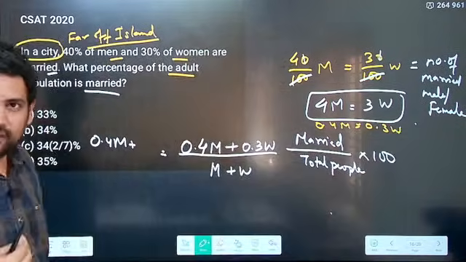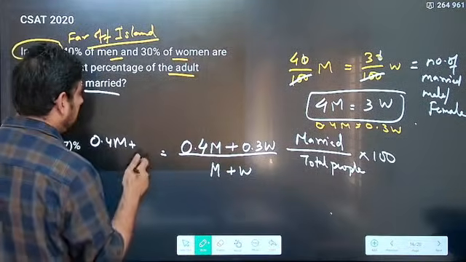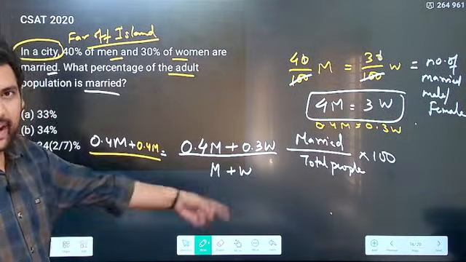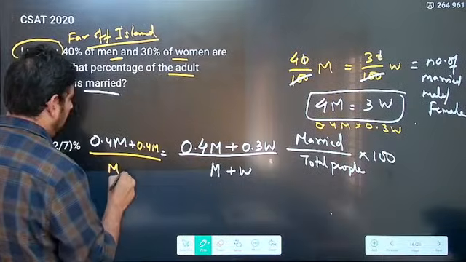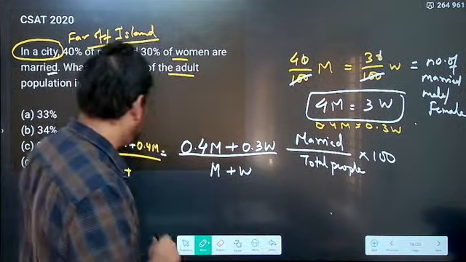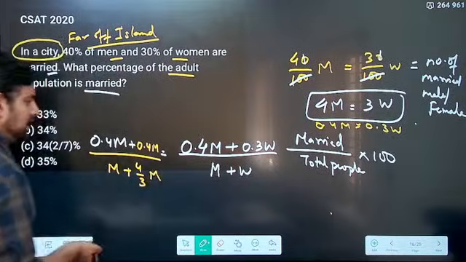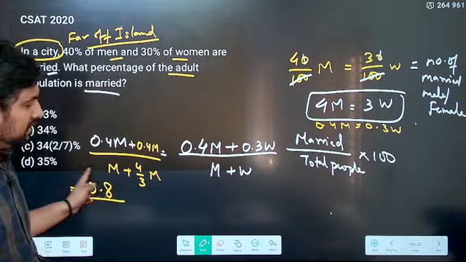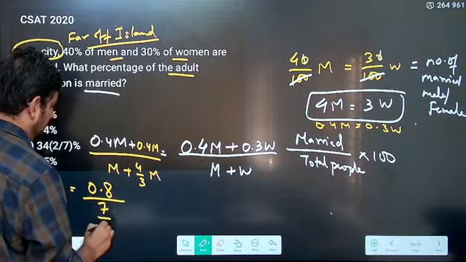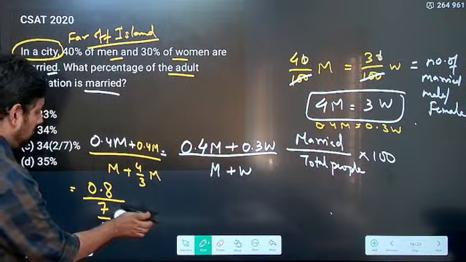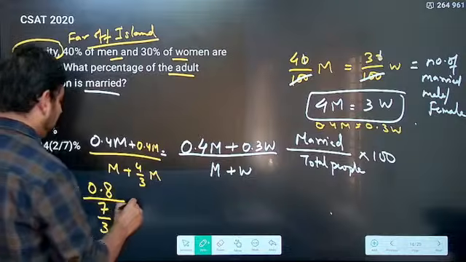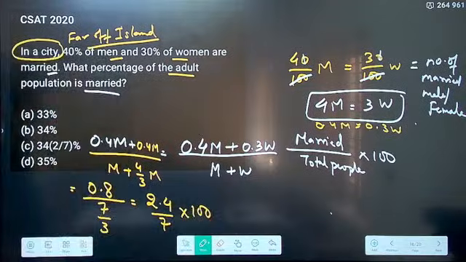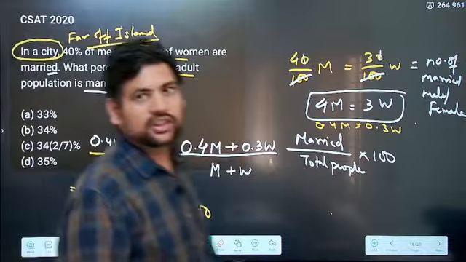Correct? I multiply or divide both sides by 10. So 0.3 W becomes again 0.4 M. This you can understand more clearly. Then M plus W is equal to what? W is 4 by 3 M. So this becomes 4 by 3 M. Now M of course gets cancelled out. 0.4 plus 0.4 is equal to 0.8, divided by 3 plus 4, which is 7 by 3 M. All the M's are cancelled out. 3 you can send here. It becomes 2.4 by 7 into 100. Correct? This is the percentage that you will be getting.